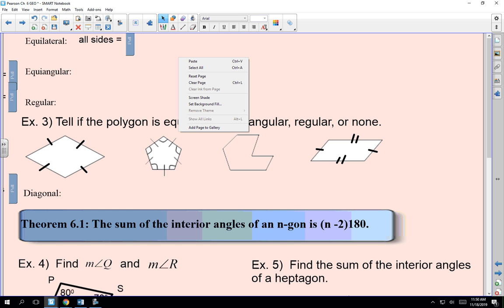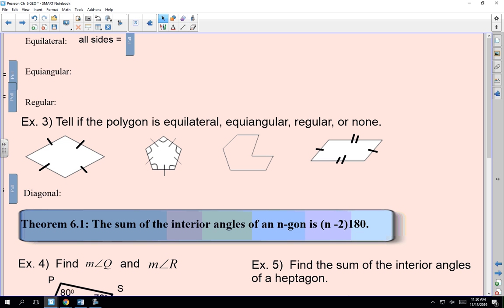So equilateral means all sides equal. Equiangular means all angles equal. And if it's both, we call it regular. So the equilateral triangle was a regular triangle, or the square was a regular quadrilateral. And then we can have regular pentagons, regular hexagons, and everything else. The regular ones are nice because all the sides are equal and all the angles are equal.